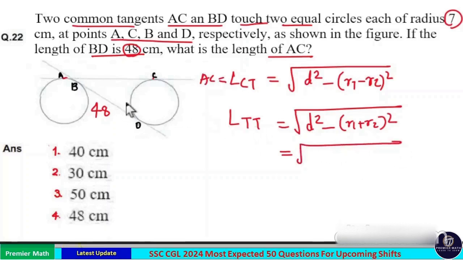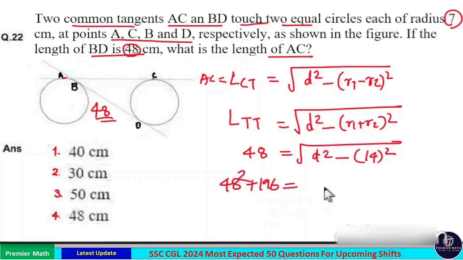Now here the length of the transverse tangent is equal to 48 cm, and D square we don't know, and we have R1 plus R2. Both circles have the same radius, so 7 plus 7, 14 square. Now square both sides. 48 square plus 196, 14 square is 196, which is equal to D square.